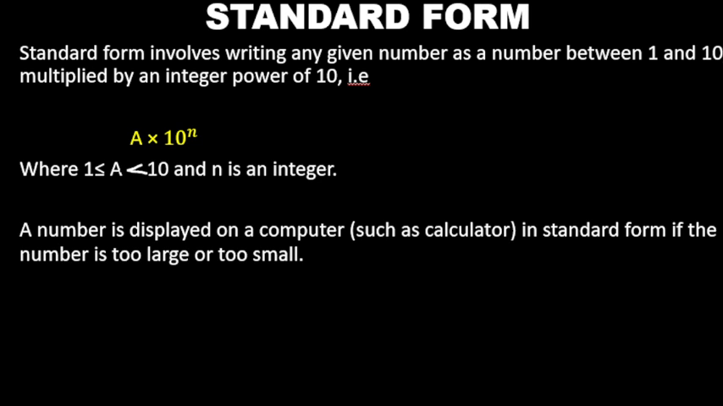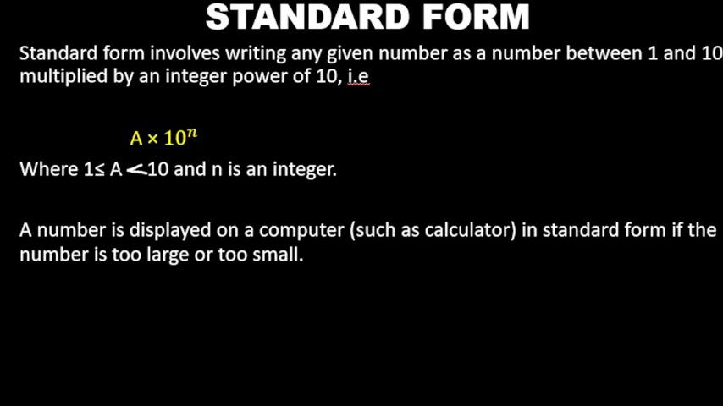A can take 1 to 9 but not 10. A must be less than 10. So when you have the value of a being a number between 1 and 10 and multiplied by 10 raised to the power of an integer, the value of n can be a positive or negative number depending on whether it is a large number or small number. That is, depending on whether it is a number greater than or equal to 1 or a number less than 1.